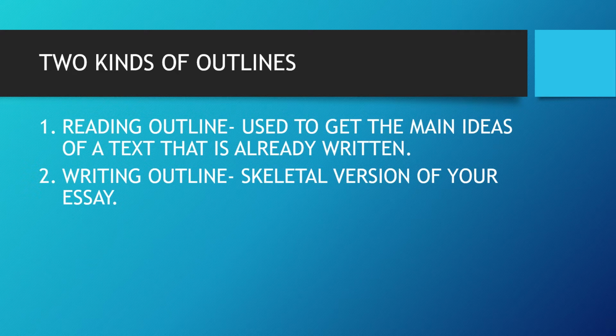So there are two kinds of outlines. The first one is the reading outline. A reading outline is used to get the main ideas of a text that is already written. It helps you understand the text structure more critically because you will have to find the text thesis statement and support. We will better understand how a writer connects and sequences the information in the reading.